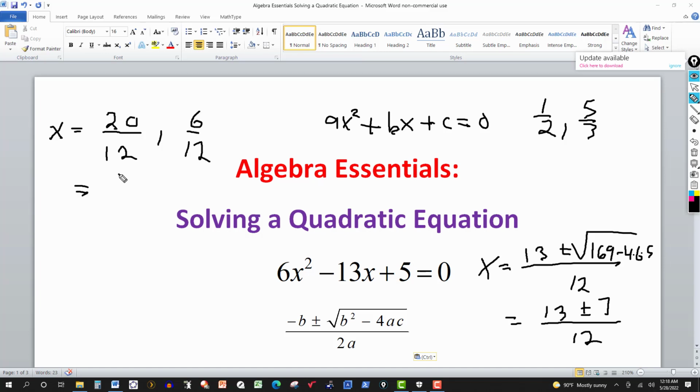20 over 12 reduces to 5 over 3, dividing the numerator and denominator by 4. 4 into 20 is 5, 4 into 12 is 3, so that's 5/3. And 6 over 12 reduces to 1/2. So we got the answer we expected. We're solving the same equation, so 5/3 and 1/2. That's using the quadratic formula.